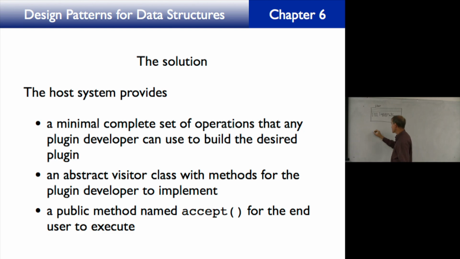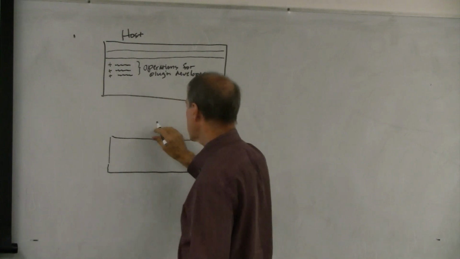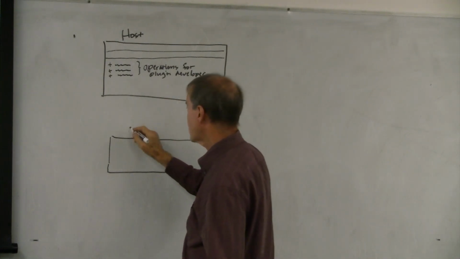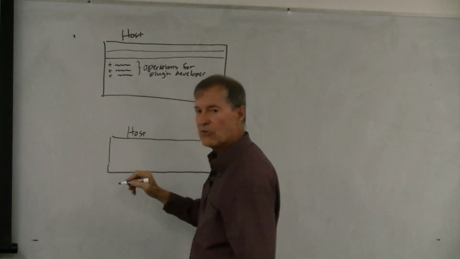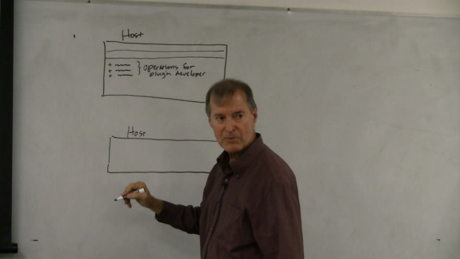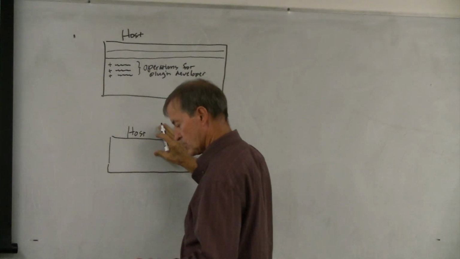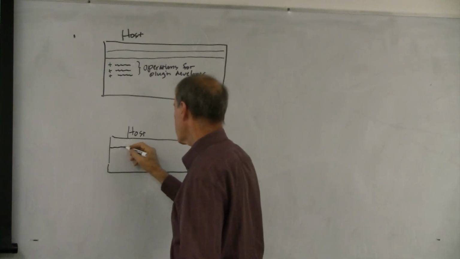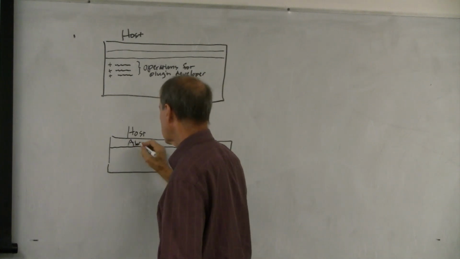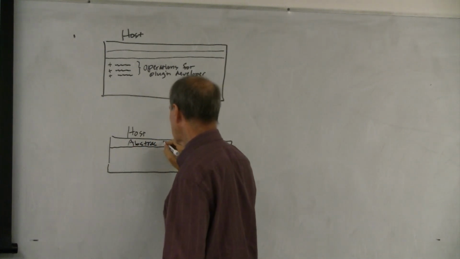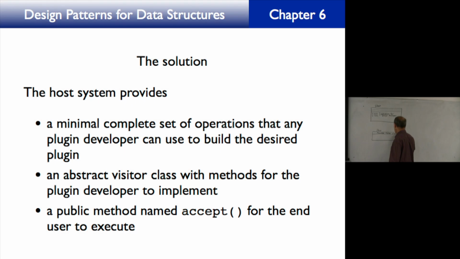So look, here's the picture. Now who is providing this? The host system is. The host, like Photoshop, is providing this. You see what I mean? The Photoshop developers are providing this. And what is this class? This is an abstract visitor class. Are you with me?